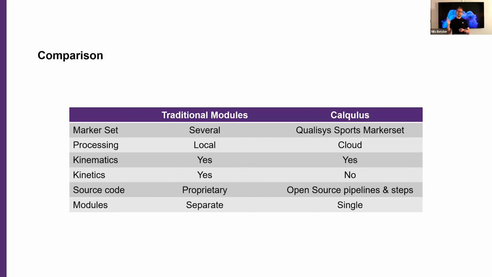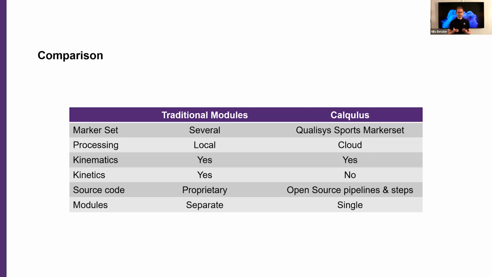It also means, as Raymond showed, advanced users, if they want to, can fork this repository, which means you make a copy of it. Within that copy, you can make modifications, and then you can point Calqulus to your copy so that the processing will be done based on your copy and your version of the pipeline.